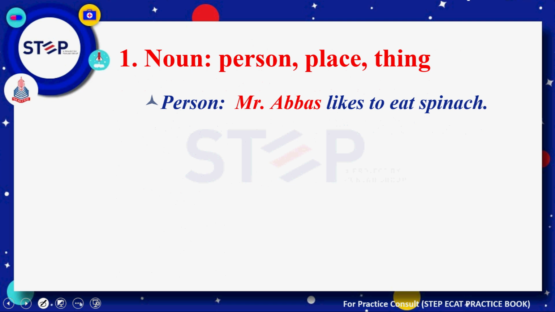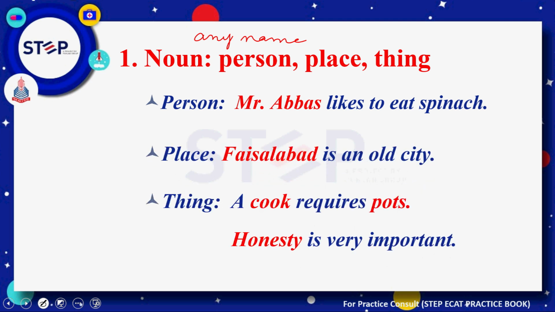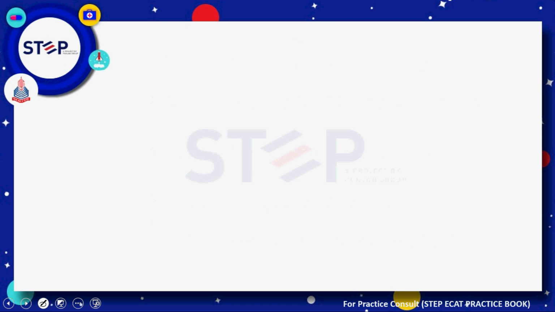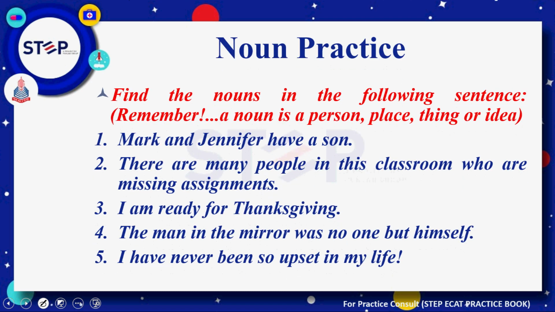Okay, let's go ahead. The next aspect that we're going to talk about is noun. Noun is a name of a person, place, or thing. If we define noun in a very simple manner, a noun is any name, person, place, or thing, or an idea, because things are not necessarily concrete. Things may be some abstract ideas. So a person, a place, or a thing. So this category may be called an idea. Okay, so this is noun.